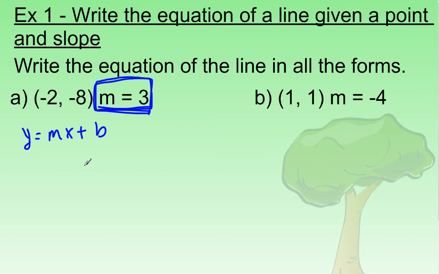Now, we're going to plug in what we know. We know the slope is 3. It tells us right here, m is 3. That's the slope of this line. That's how slanty the line is.